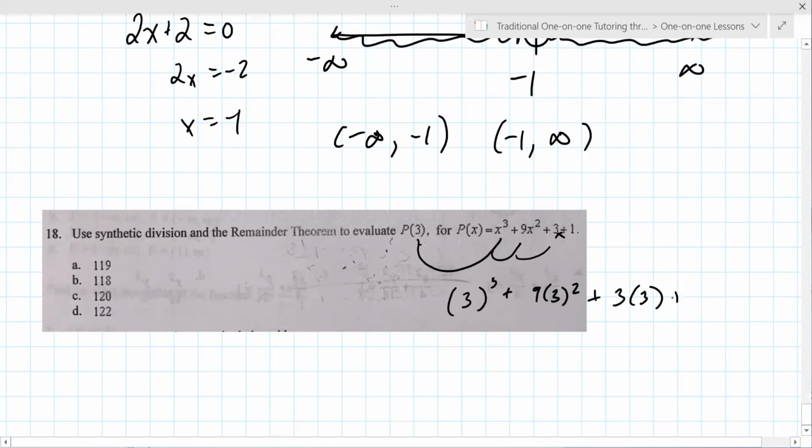So this is 27 plus 81 plus 9 plus 1. And that does work out. That ends up being 118. If you want, I can show you how to do this with synthetic division. You tell me if you want to go over that.